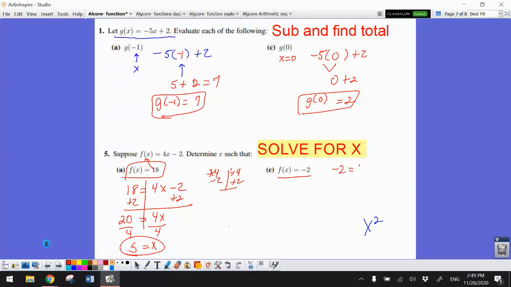And same thing with this one. Negative 2 equals 4x minus 2. I am adding 2. 4x equals 0. Divide by 4. X is going to equal 0.